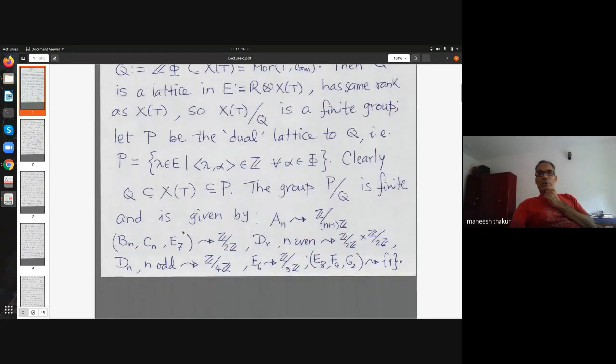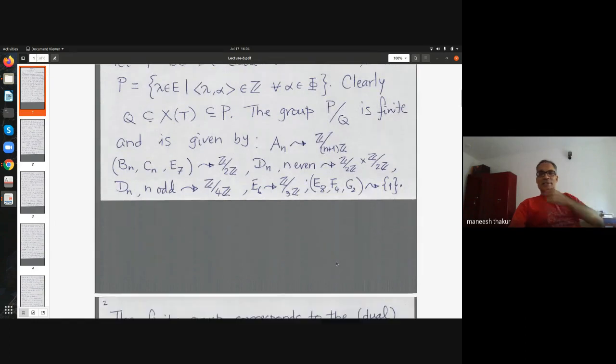So P by Q in various cases is as follows. For A_n, it turns out to be the cyclic group of order n plus 1. For types B_n, C_n, and E7, this turns out to be the cyclic group of order 2. For D_n, n even, it is the Klein 4 group. And for D_n, n odd, it is the cyclic group of order 4. For E6, it is a cyclic group of order 3. And then for E8, F4, and G2, this group is trivial. So this is something we will come to.